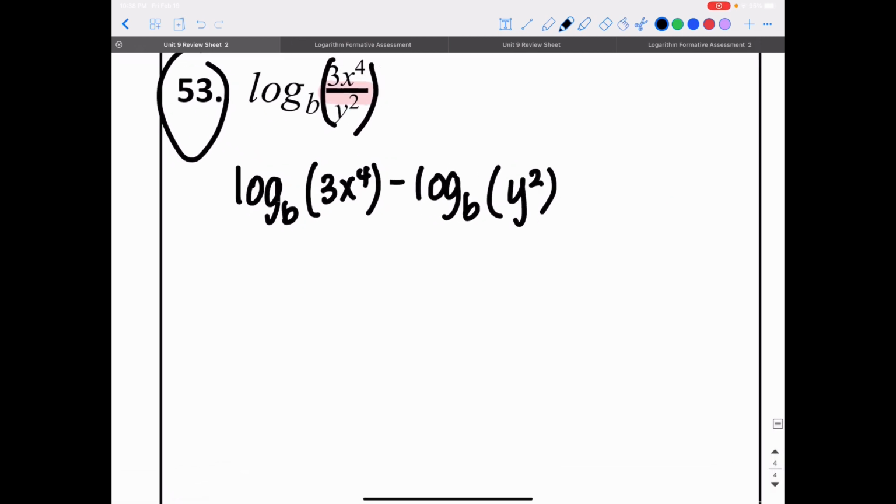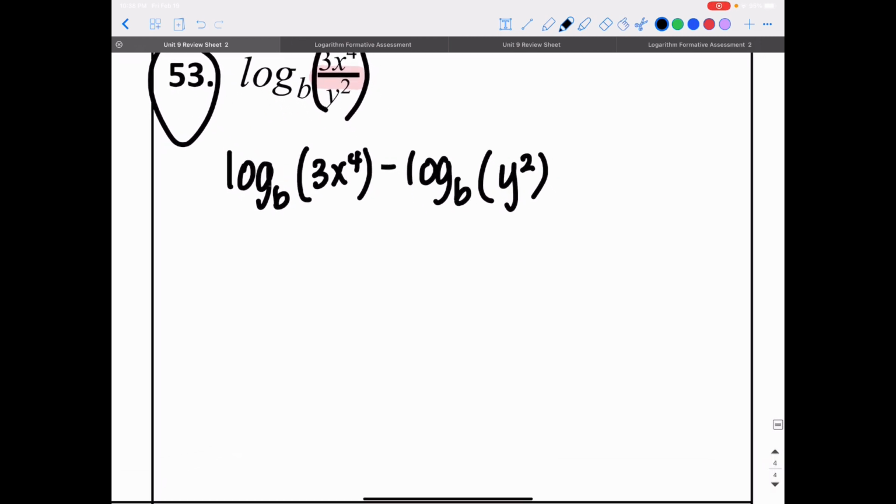From here, I'm going to break down as much as I can further. In the first logarithm, I have a factor of 3 and I have a bunch of x's. I'm going to separate the constants and the x's. First, I'm going to end up with log base b of 3 plus log base b of x to the 4th power, because there's multiplication in between, so I separate with addition.